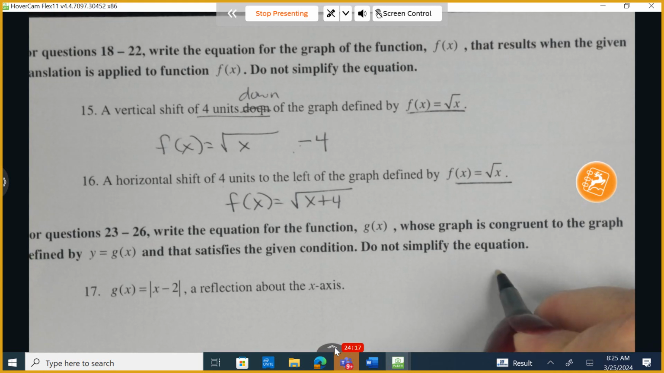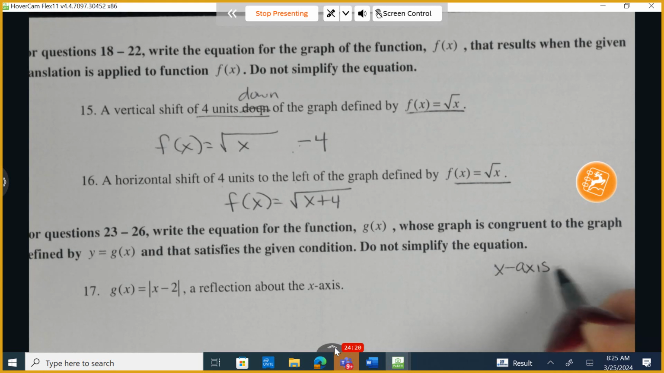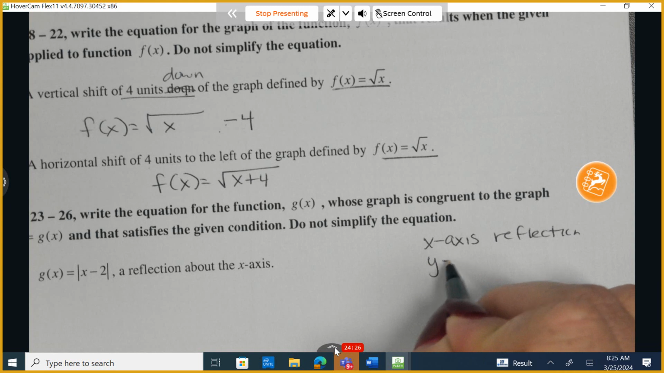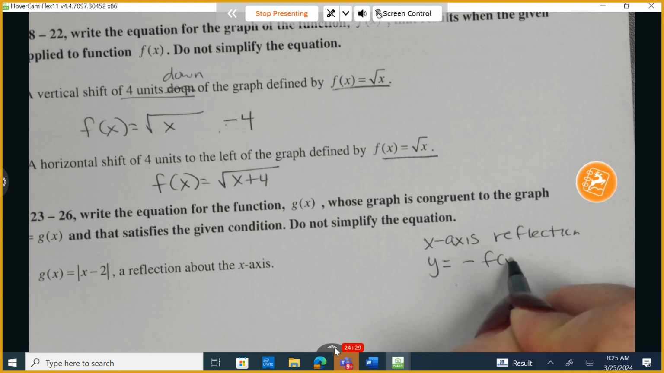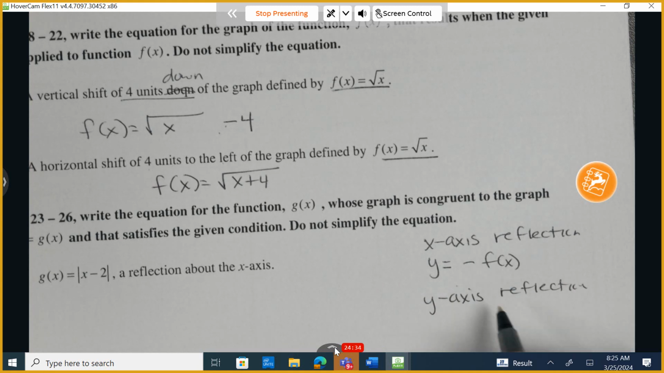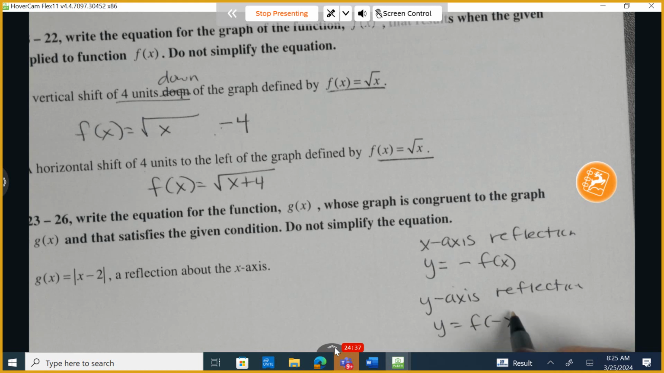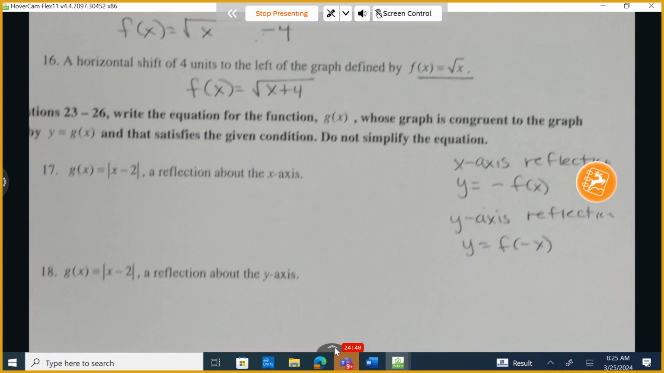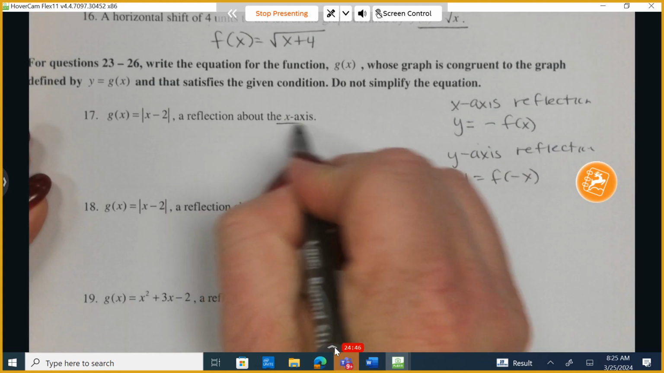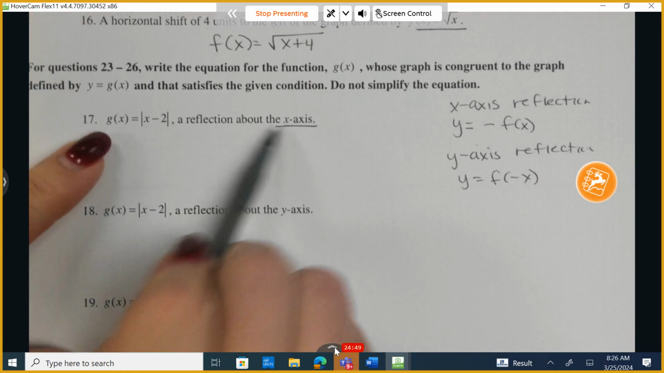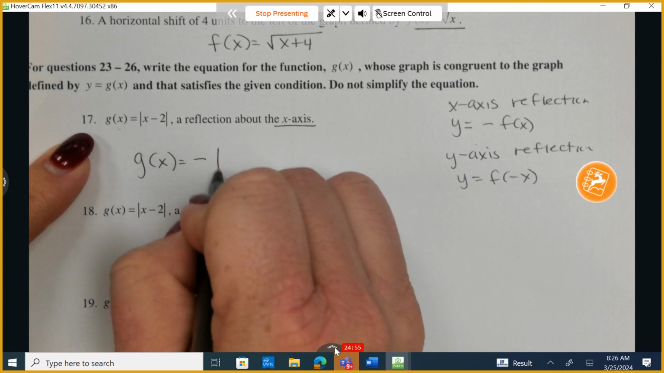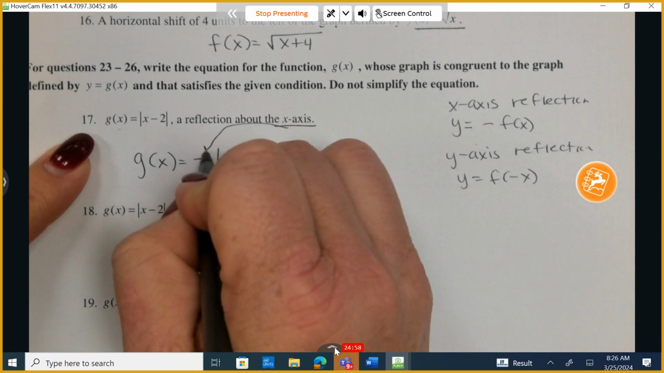Here's something I do want you to write down somewhere on your notes. X reflection. Again, reflection across the x-axis is how I should have stated that. We have y equals negative f of x, and for a y-axis reflection, this is freshman level, but it's very possible you forgot this, it's y equals f of negative x. So when we reflect across the x-axis, I'm going to take this function, and all I'm going to do is slap a negative sign in front. That's all I did.